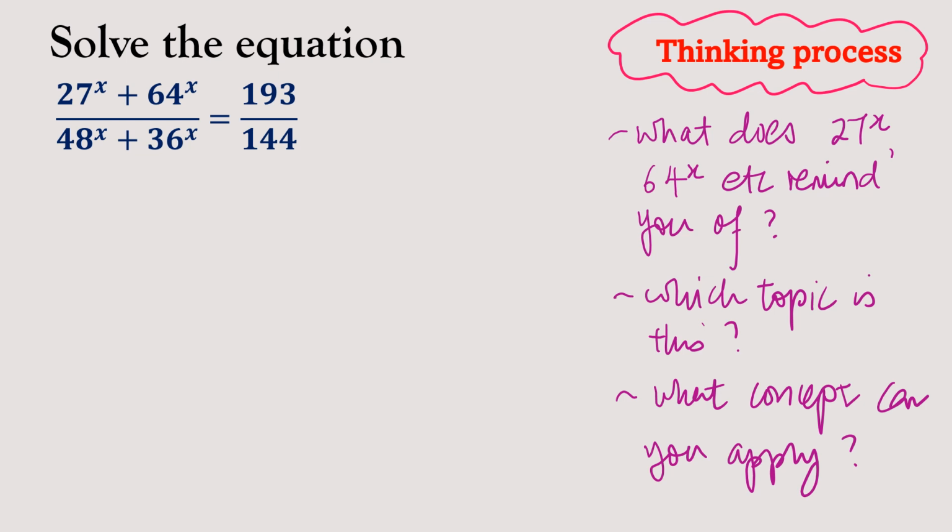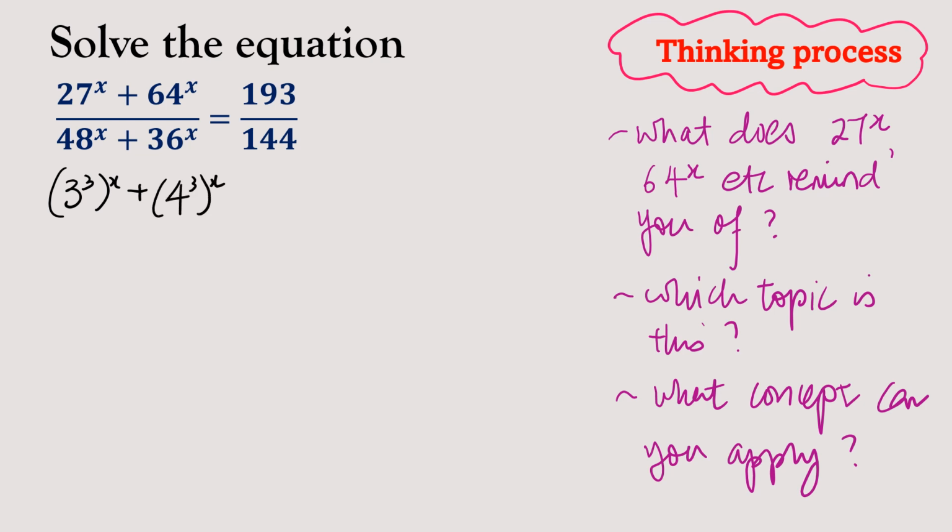Let's look at this number 27 first. Is it possible to write it as some base? Yes, 27 you can write as 3 to the power of 3. And how about 64? What can you write 64 as? Right, you can write 64 as 4 to the power of 3.